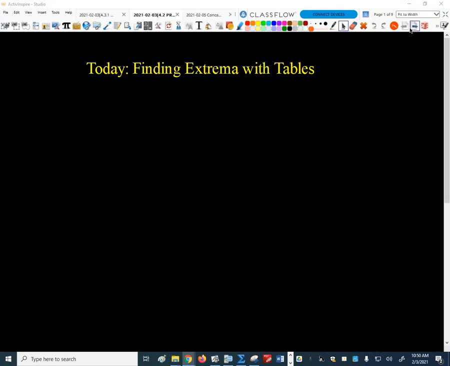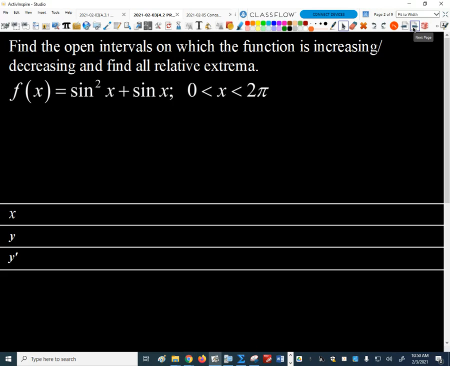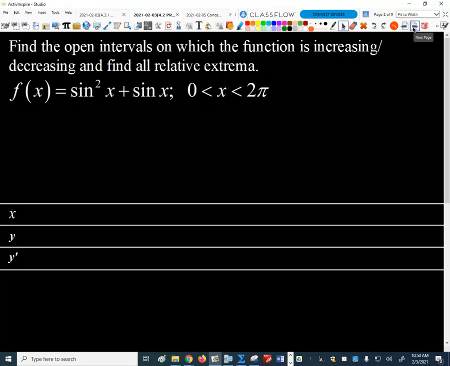Okay, so we're back to first derivative test stuff, to get a little more practice on that. So finding extrema using the tables. So let's try another one. Let's try a trig function this time.